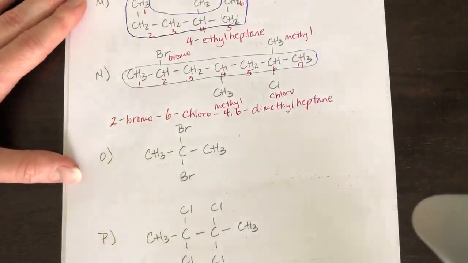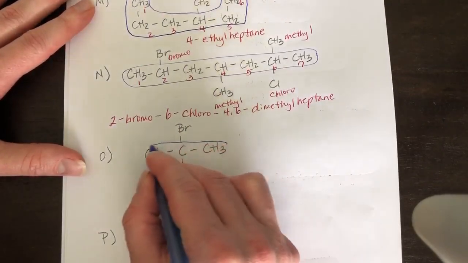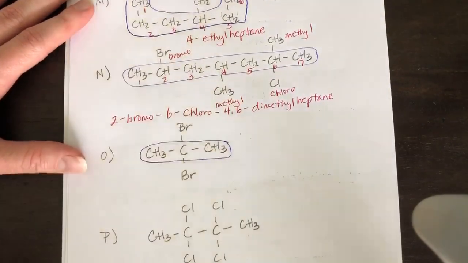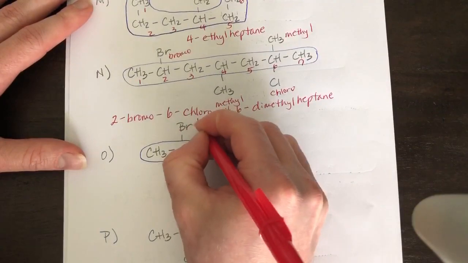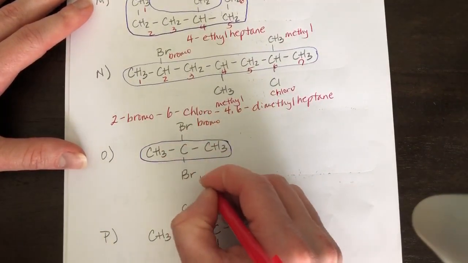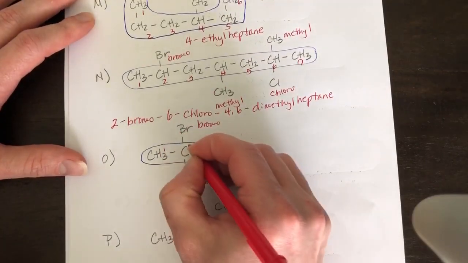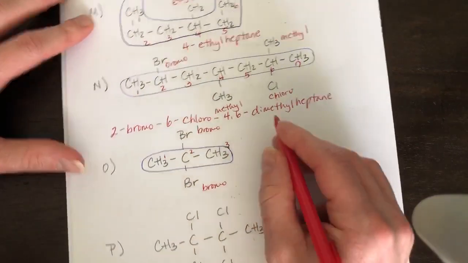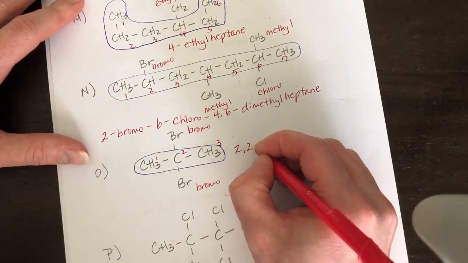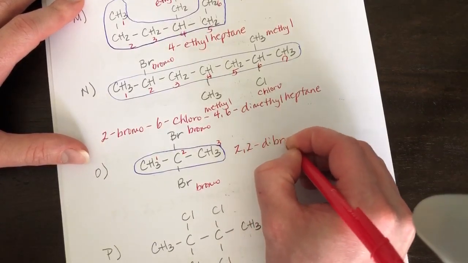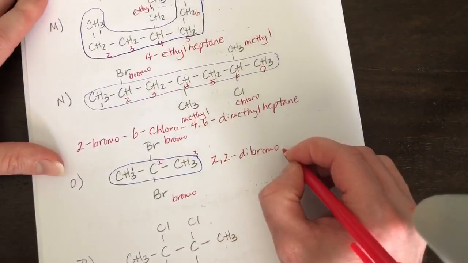The next one, longest chain of carbons is 3 long. Okay, you got a bromo and a bromo. So no matter which way we number it, it's going to be the same. So this is going to be 2,2-dibromopropane.